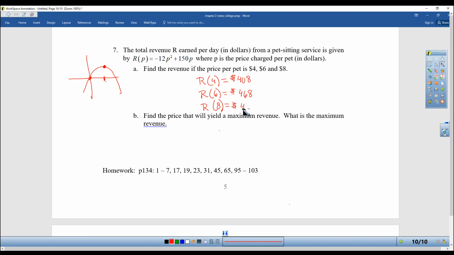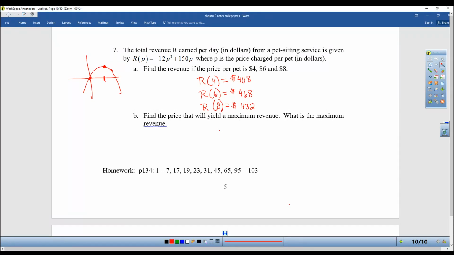and 432 when P is 8. And you might be thinking, hold on, I plugged in a bigger number, but I got a smaller number. Yeah, so 8 must be on the downturn. They must have charged too much. $8 was just too much per pet, and so their revenue actually started to decrease.